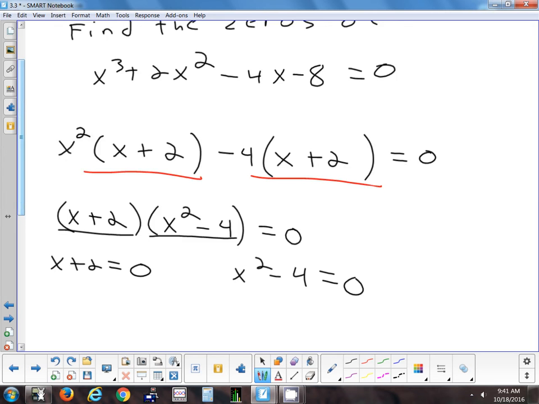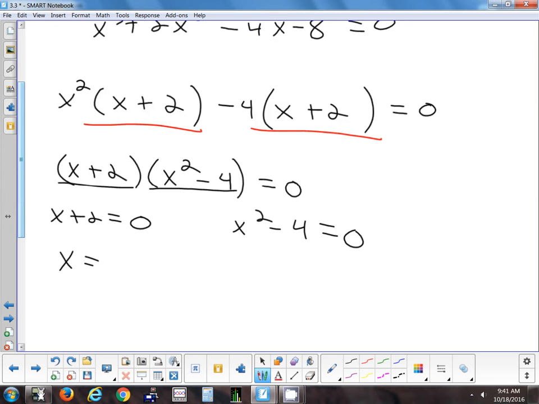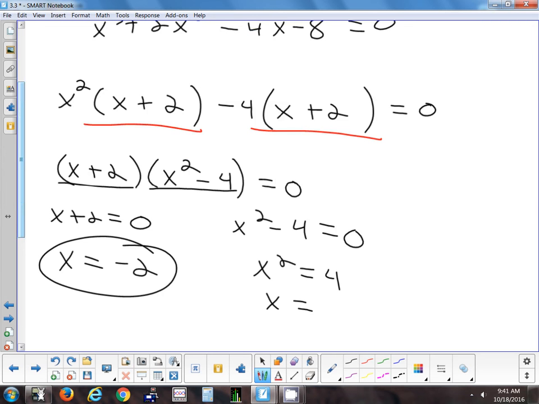X squared minus 4 equals 0. Okay, what's the answer to the first one? Negative 2. And how do we solve x squared equals 4? What do you have to do? Take the square root of both sides. So what's the square root of 4? 2. And? Negative 2.